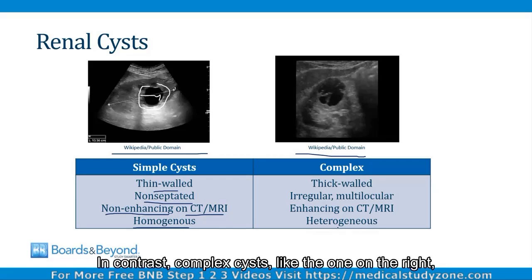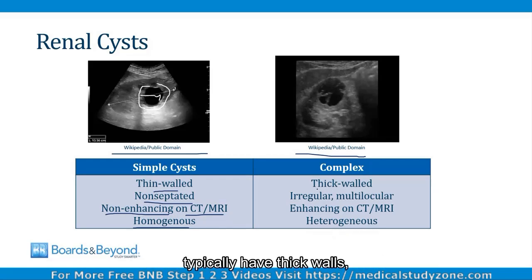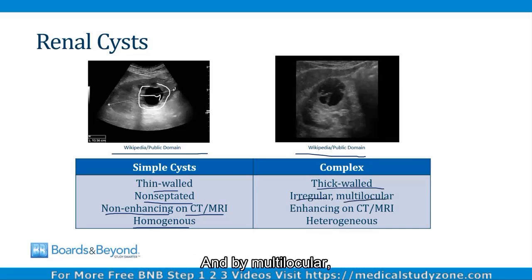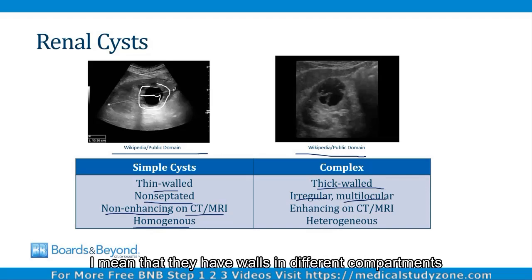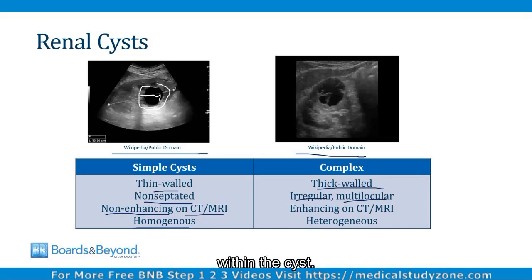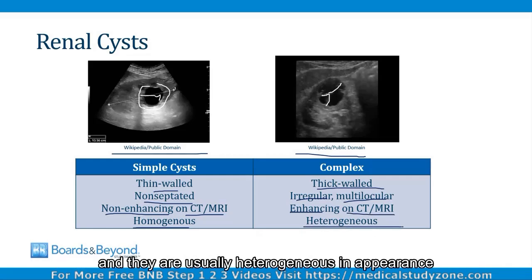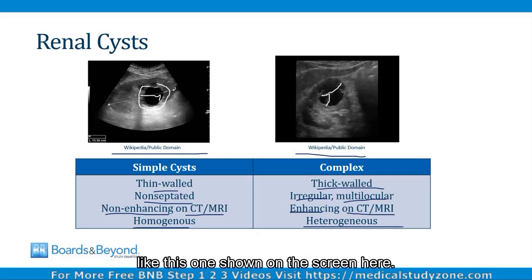In contrast, complex cysts, like the one on the right, typically have thick walls. They're often irregularly shaped and multilocular, and by multilocular, I mean that they have walls in different compartments within the cyst. If you look at this complex cyst on the right, these are walls within the cyst. That's evidence of septation. It's also called multilocular, and that's a feature of a complex cyst. Complex cysts will enhance when you image them by CT or MRI, and they are usually heterogeneous in appearance, like this one shown on the screen here.